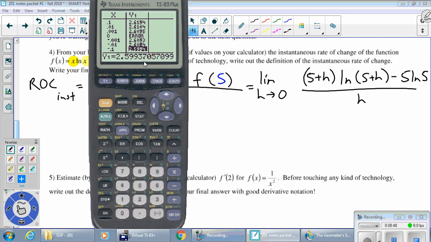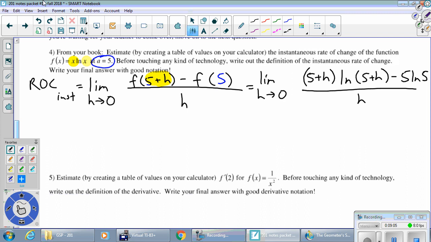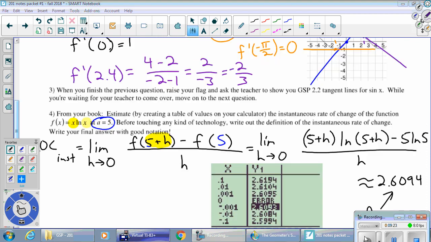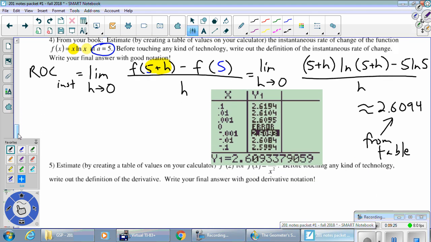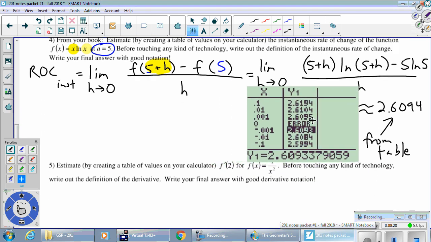Okay, and I'm looking at these numbers here. Looks like 2.609, 2.609. I guess it's probably someplace between this number and this number. So we'll just call it 2.6094. So roughly 2.6094. That is from the table. And I'll go ahead and make a screenshot of that for this document. Okay, so there's our screenshot, which is where we got our estimate from.